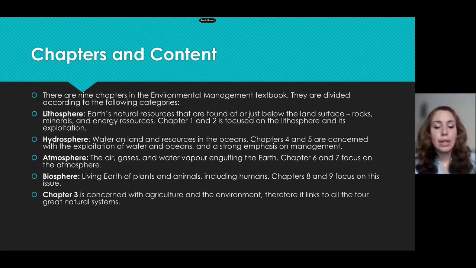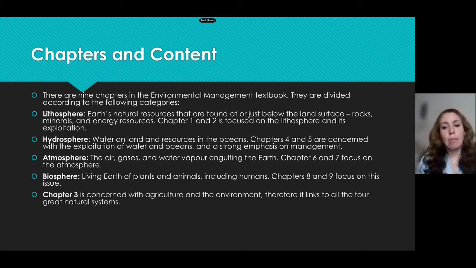The second category is the hydrosphere. The hydrosphere is concerned with water. Okay, so any water that is found on land, any water or the resources that are found in the oceans basically has to do with the hydrosphere. Chapters 4 and 5 are both concerned with the exploitation of water and oceans, and we also talk about a strong emphasis on management.